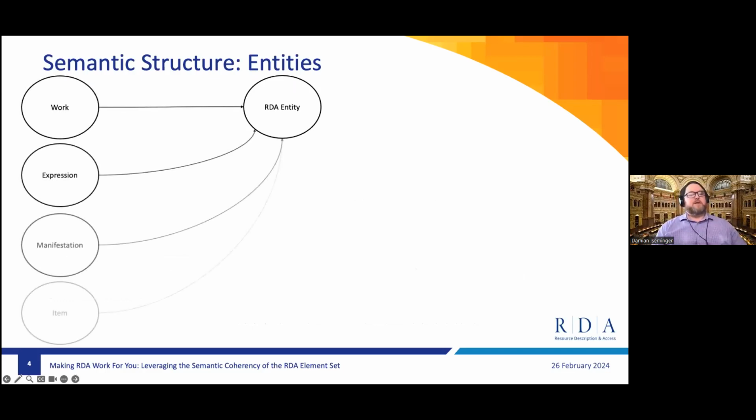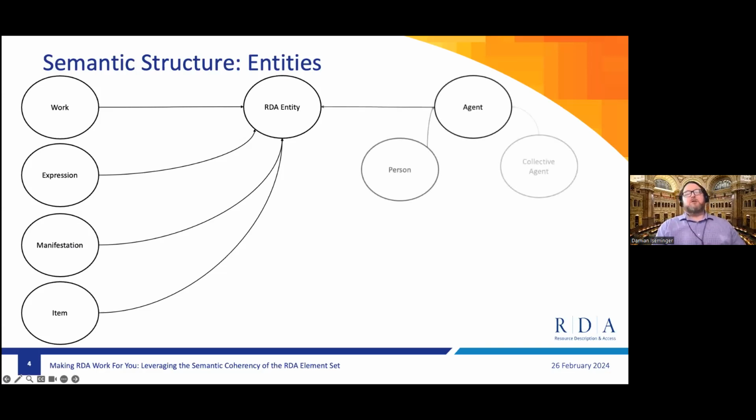So on the left of this slide, you'll see the familiar elements of work. The familiar entities of work, expression, manifestation, and item. These are entity subtypes of the RDA entity.